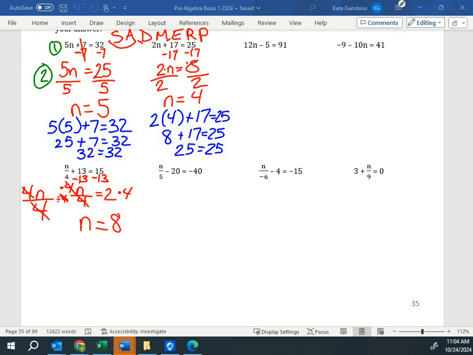Now I have to check my work. 8 divided by 4 plus 13 equals 15. 8 divided by 4 is 2 plus 13 equals 15. 2 plus 13 equals 15. It is a true statement.